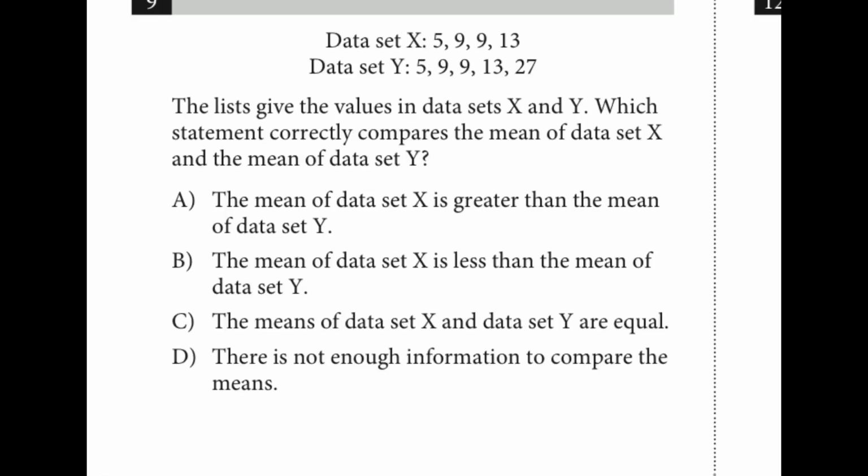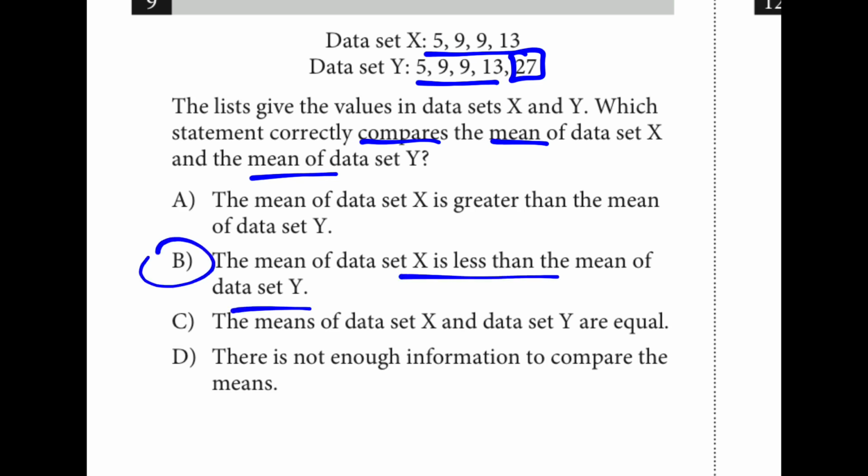We have two data sets, data set X and Y. Which statement correctly compares the mean of the first to the mean of the second? Well, the first four values are all the same. And data set Y has a 27 in it. That's going to bring the average up. So the data set Y has a mean that's greater. The way they write it, though, X is less than Y. B.